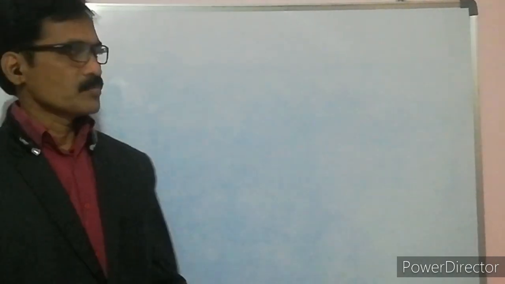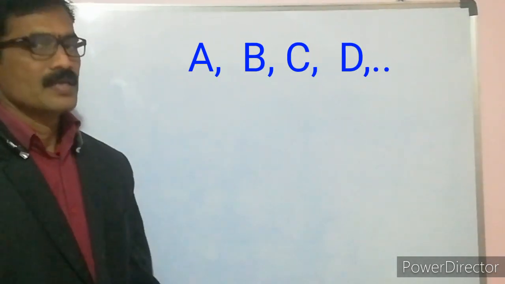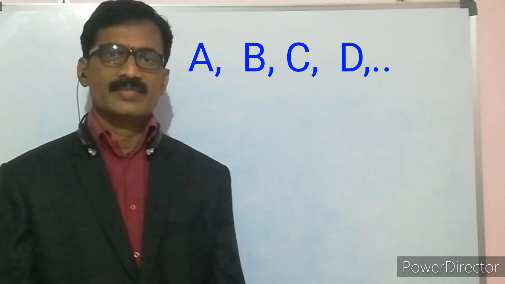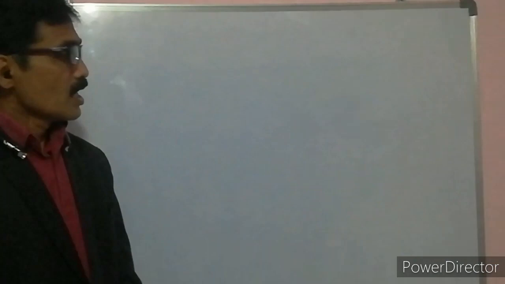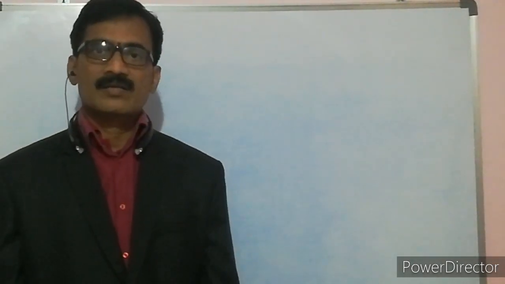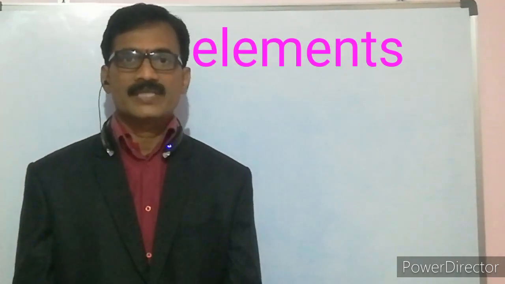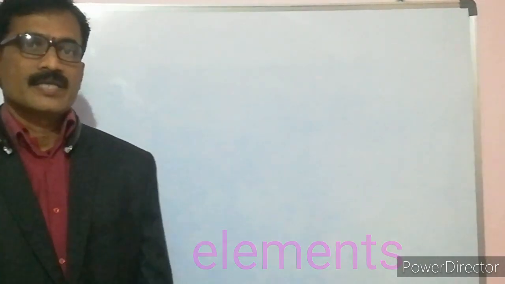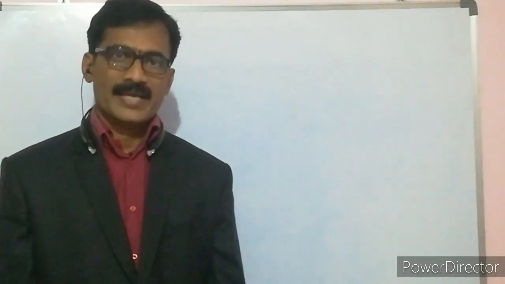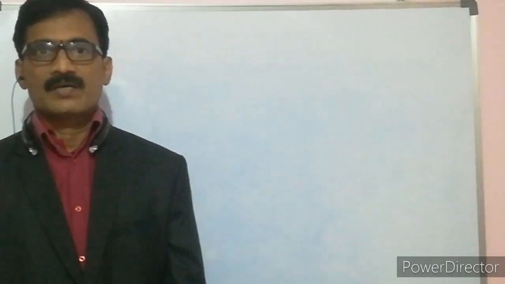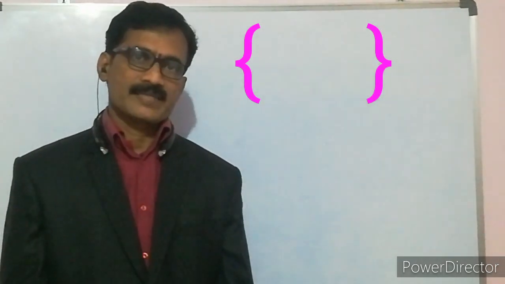Sets are denoted by capital letters in the English alphabet, meaning A, B, C, D. Capital letters are used to denote the sets. And the objects in the set are called elements. The objects in the set are called elements. And the elements of a set are put in between the brackets.